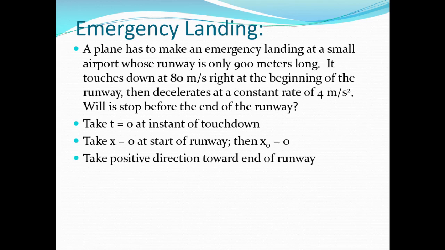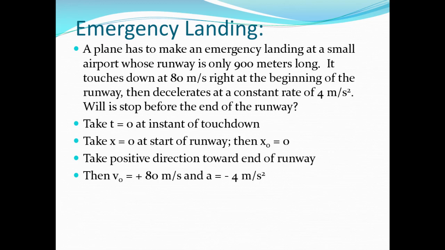We'll take the positive direction to be the end of the runway. So the original direction of motion will make positive. So our initial velocity will be positive, or 80 meters per second, and our acceleration or deceleration will be negative because it's opposing the motion. It's slowing the plane down, and that's 4 meters per second squared.